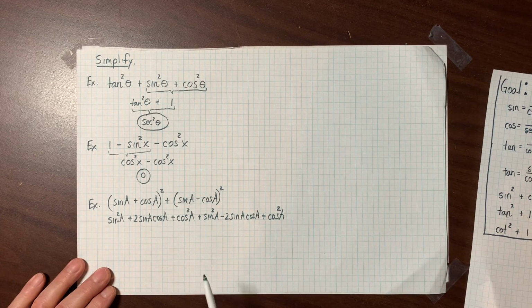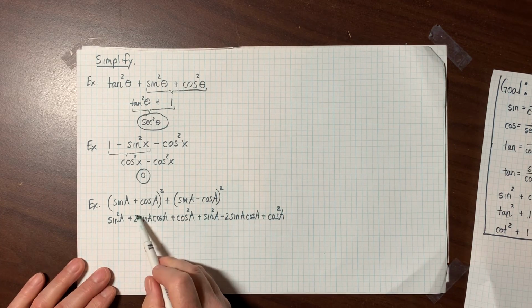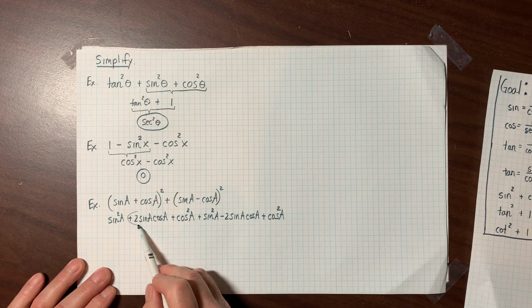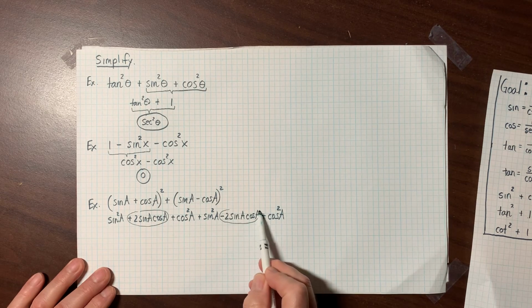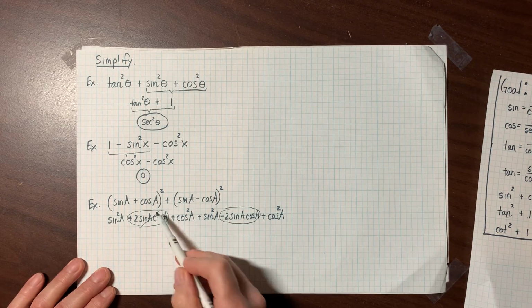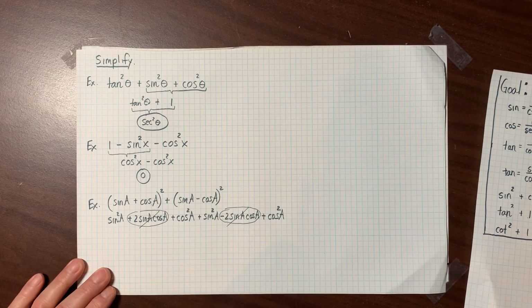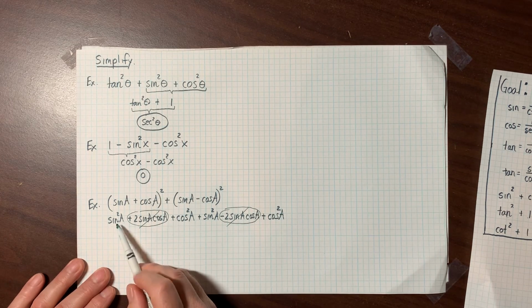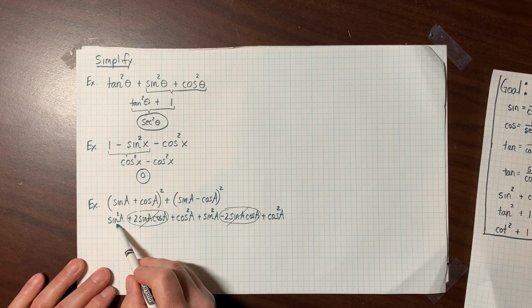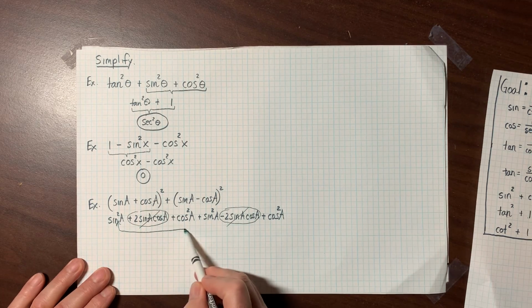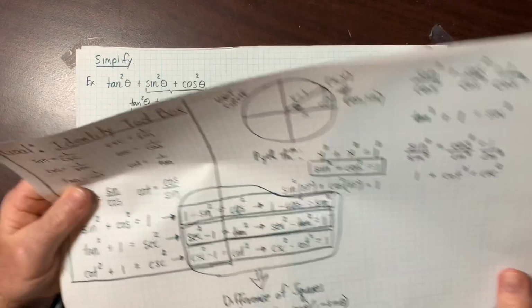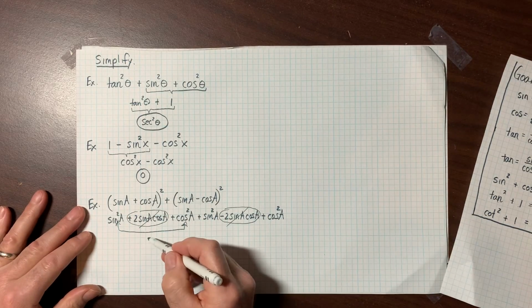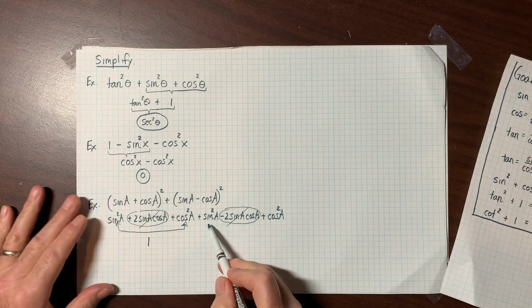Now, here's what I notice. This guy right here is the opposite of this guy right here. They would cancel out, so to speak, and give me 0. They're gone. Then this sine squared here, combined with this cosine squared, is this identity. Sine squared plus cosine squared is equal to 1. So I'm going to substitute 1 for those two guys. And I got the same thing here.